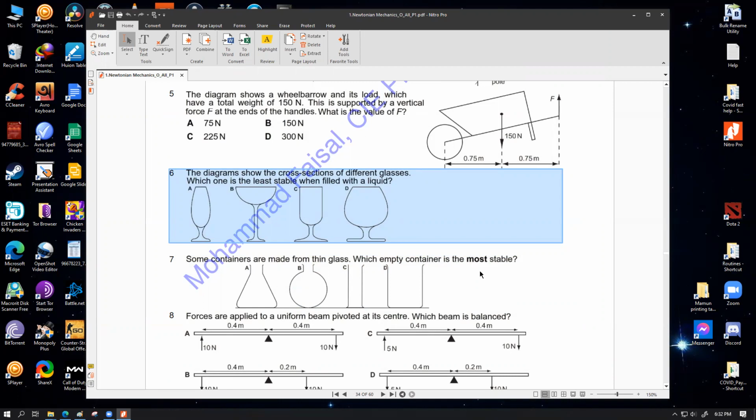Hello? Pulaban, consider some basic stuff. First, consider the base areas, and then consider the center of gravity, height of the center of gravity.